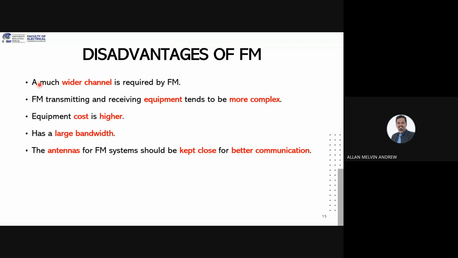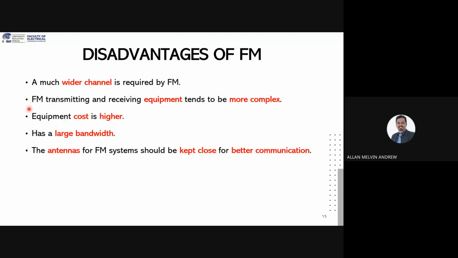First thing is a much wider channel is required for FM. So you cannot send in very small. Let's say you have a lot of FM channels, so you cannot send in a narrow band. You need to have a wider band. Compared to amplitude modulation, FM requires a wider channel.